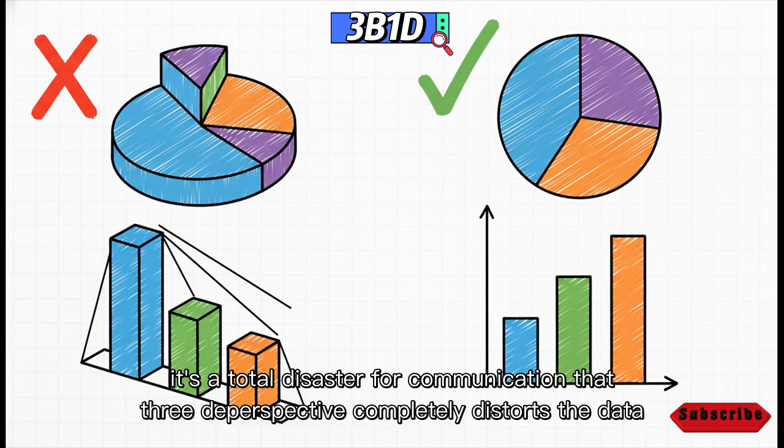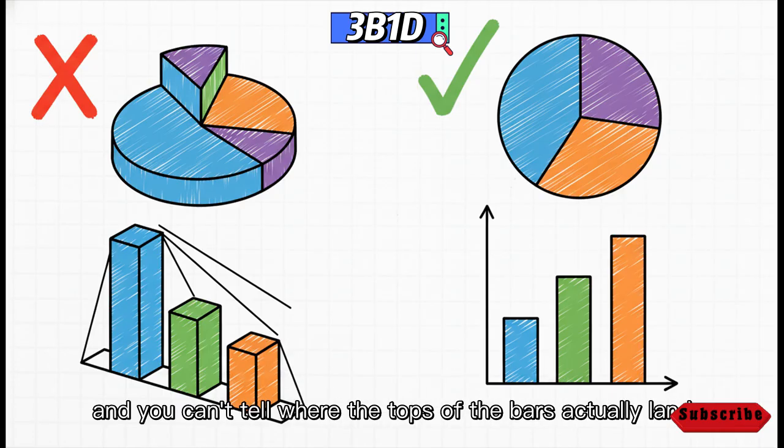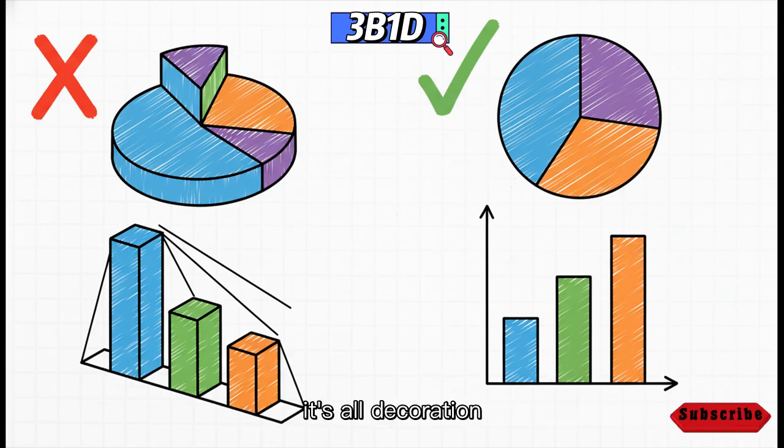That 3D perspective completely distorts the data. Suddenly, the slice of the pie chart in the front looks way bigger than it is, and you can't tell where the tops of the bars actually land. It's all decoration, and it just gets in the way of the story.